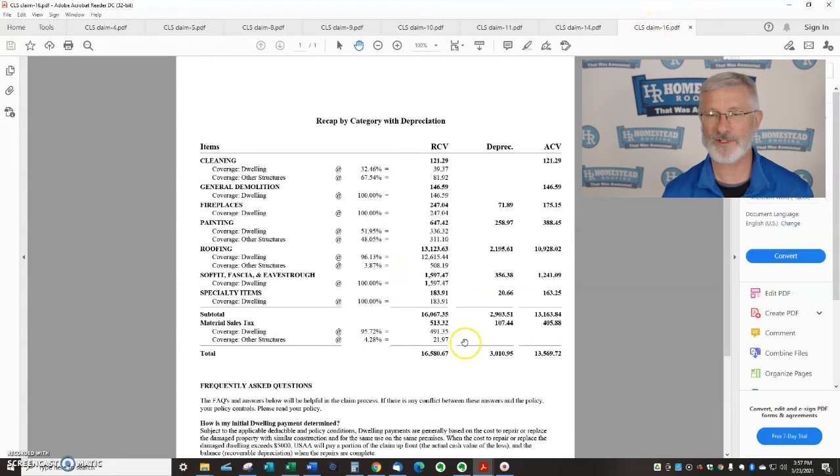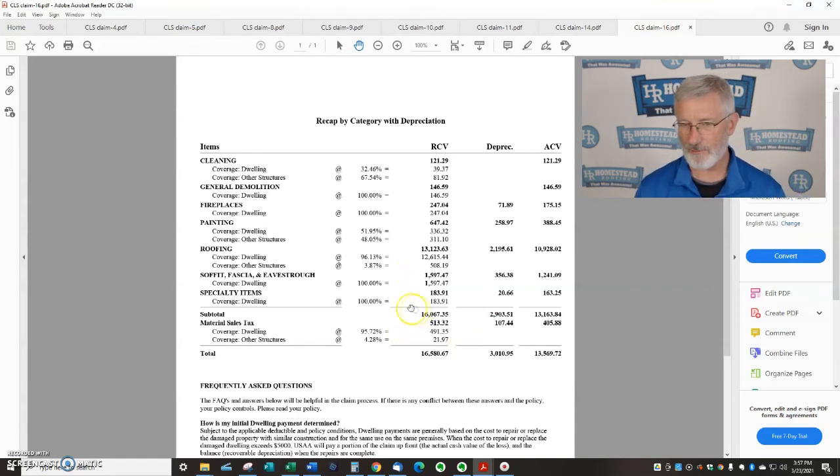Let's move on to what's typically going to be the last page, and this last page shows a recap by the different trades that are going to be involved in the restoration of the property. So you can see cleaning has some dollar amounts in it, general demolition, fireplaces down here. Here's the roofing. Of course, that's the largest part of the claim typically. And so each of the trades that are going to be involved are going to be broken down, and again, you're going to see the total dollar amount for the claim and the total depreciation.